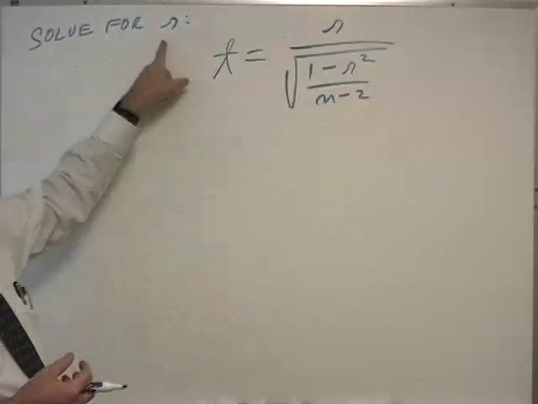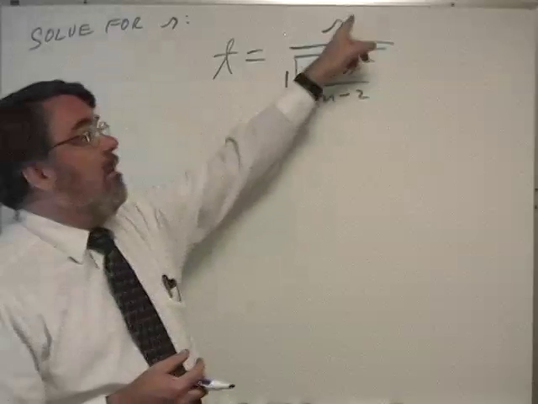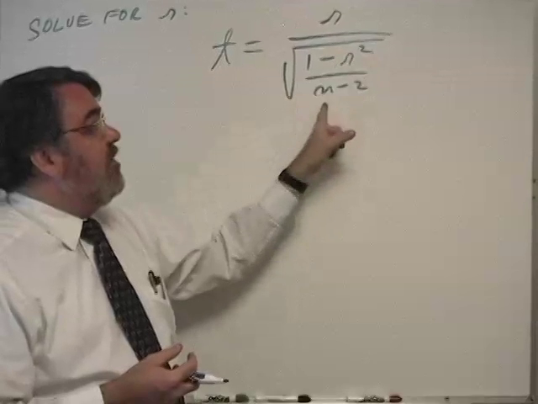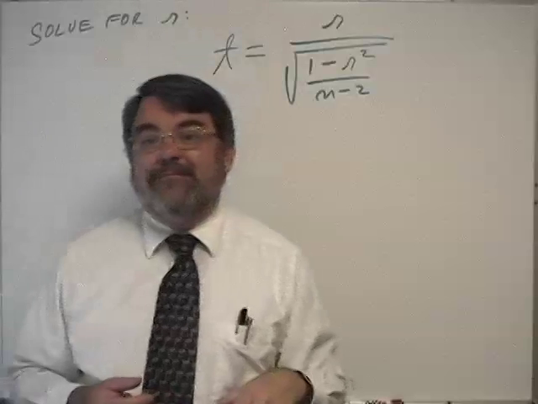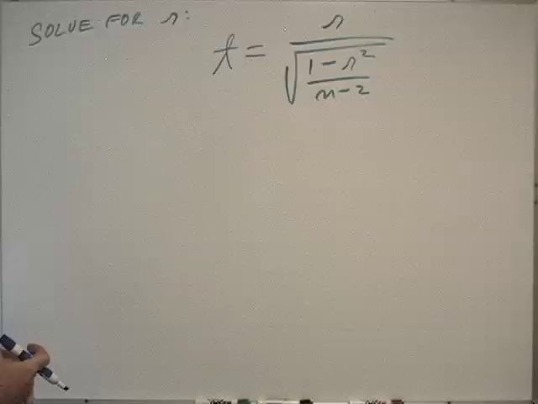Alright, so here it is. Solve for letter R. T equals R divided by the square root of 1 minus R squared over n minus 2. Alright, so we have to solve for R. And it looks a little bit like a bad equation, but it's not quite as bad as it looks.